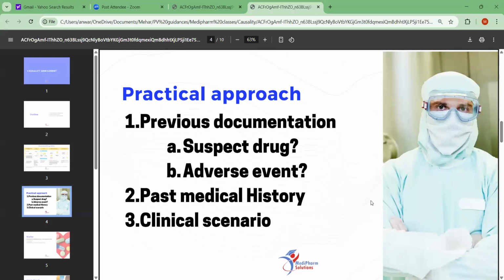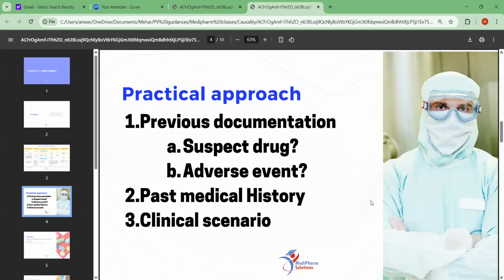Something like that. And then irritable bowel syndrome. He also says, I have a history of irritable bowel syndrome. This is the medical history. Now, with this medical history, your presenting adverse event is diarrhea.